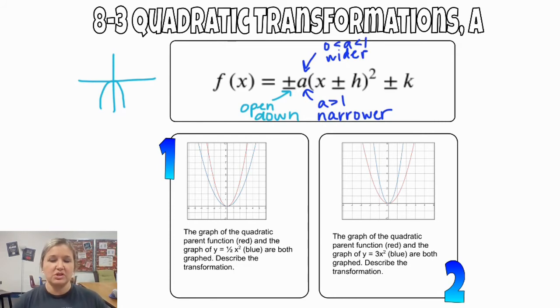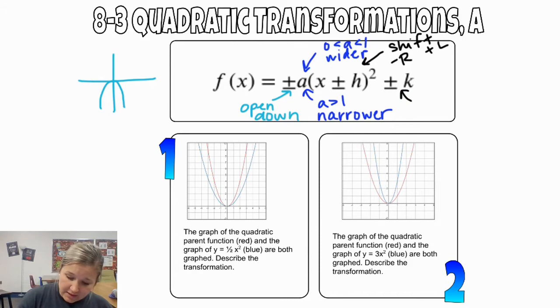Again, with the H, it's going to shift it right and left, so I'm just going to go ahead and mark that, we already know that. It's going to shift right if it is a negative, and it's going to shift left if it's a positive. I had to stop and think about that because it is kind of backwards. And then we have K, which is going to be a shift up if it is positive, and down if it is negative.